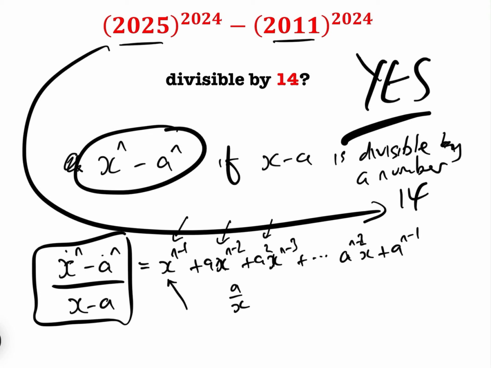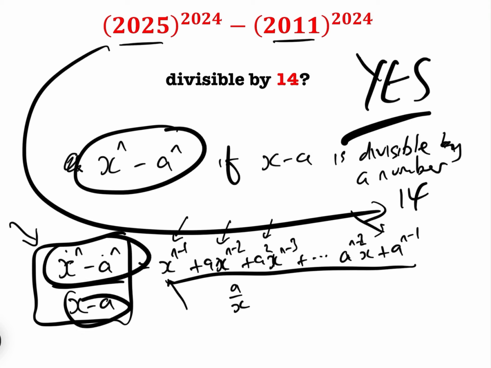What it's saying is if x, a and n are all integers, well, clearly this is an integer, this is an integer, all of this lot is integers, so the sum of all this is going to be an integer, which means that this is going to be an integer, and so therefore we know that this divides this. So if x minus a is divisible by 14, then we know that x to the n minus a to the n must also be divisible by 14. So we got our answer.